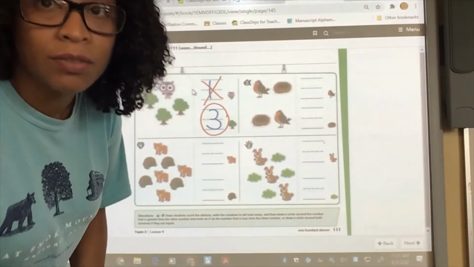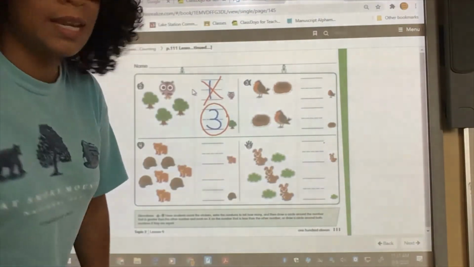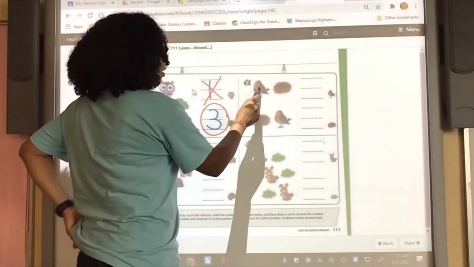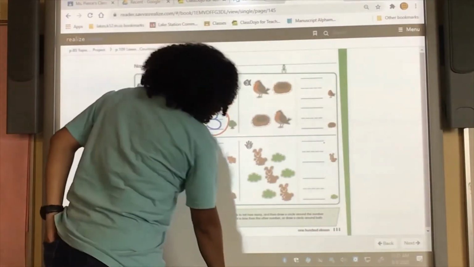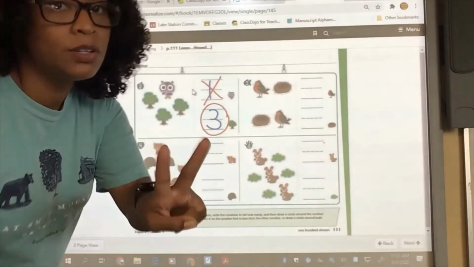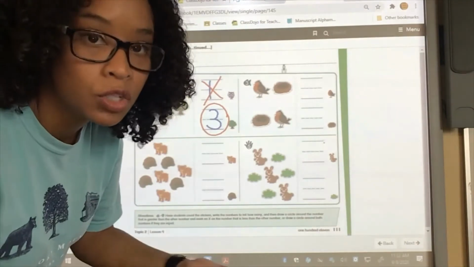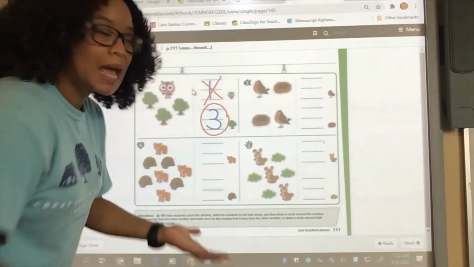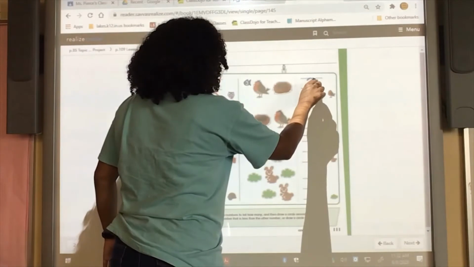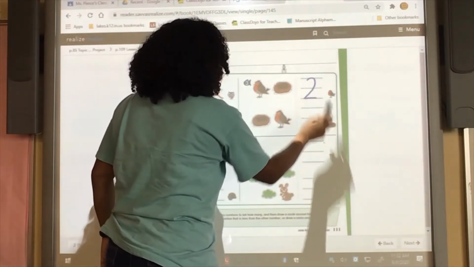All right, let's look at this group with the tree, with the birds and the nests. Let's first count, they want us to count the birds first. So let's count the birds. 1, 2, there are 2 birds. So what number am I going to write to show that there are 2 birds? I'm going to write the number 2. Around, slant, and over.